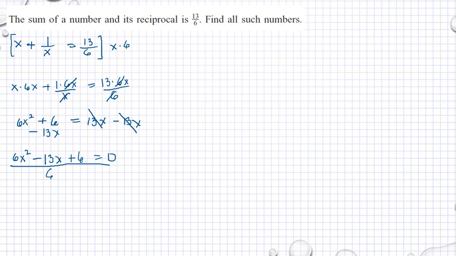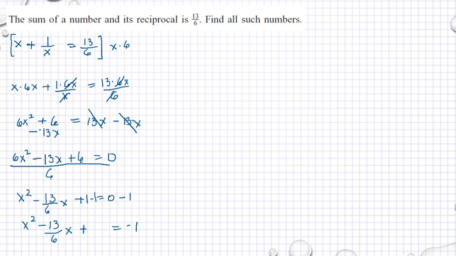If we divide both sides of the equation by the coefficient of x squared, we have x squared minus 13/6 x plus 1 is equal to 0. If we subtract both sides of the equation by 1, then we have x squared minus 13/6 x is equal to negative 1.